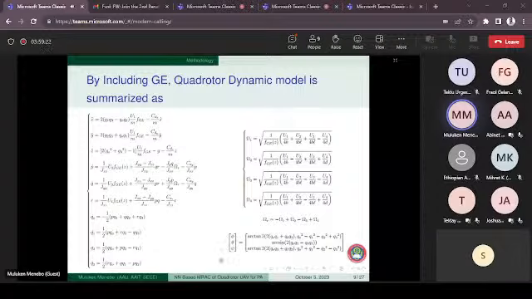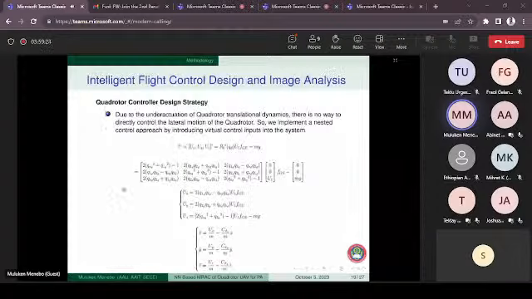When we come to the controller design part, the quadrotor has underactuated dynamics. In order to solve this, we implement a nested control approach. In the nested control approach, the position controller generates the desired attitude for the attitude controller, then the attitude controller takes control action based on this generated desired attitude.